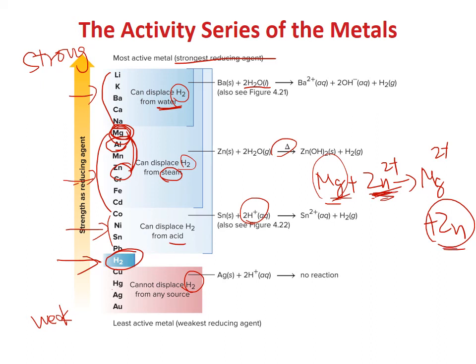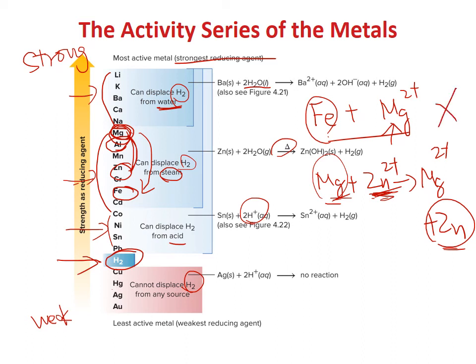On the other hand, if you place, let's say, an iron bar inside magnesium ion solution, nothing will happen, because iron is here, magnesium is here. So iron is a weaker reducing agent, so it cannot reduce magnesium cation, so nothing will happen.